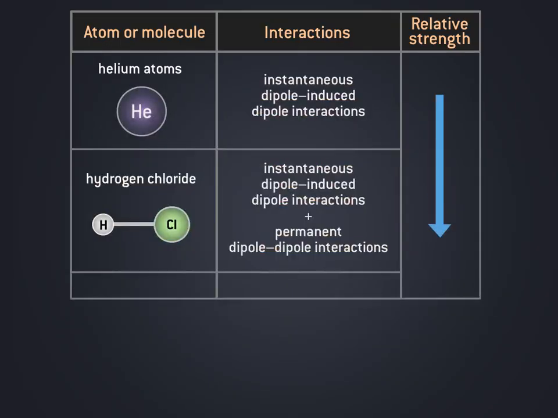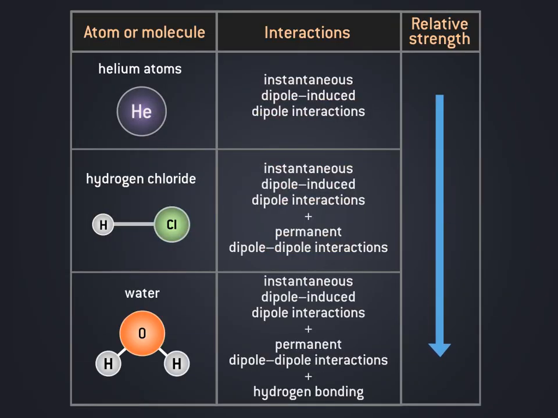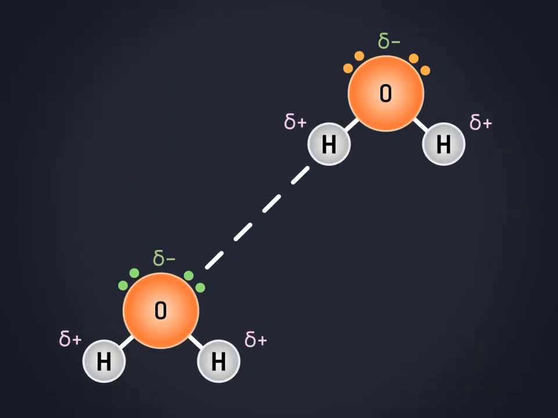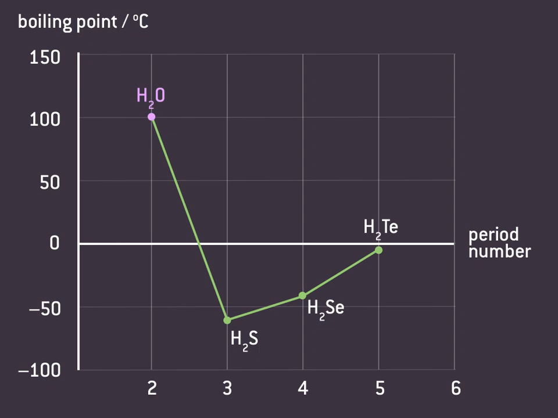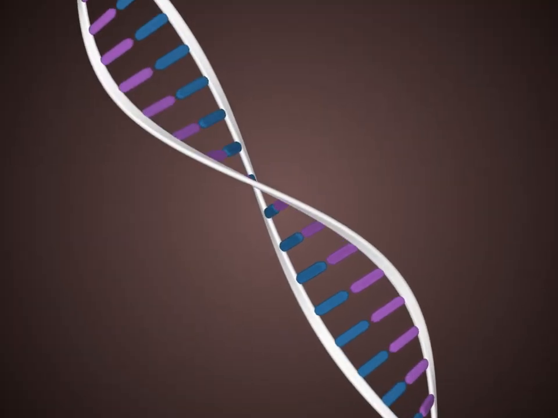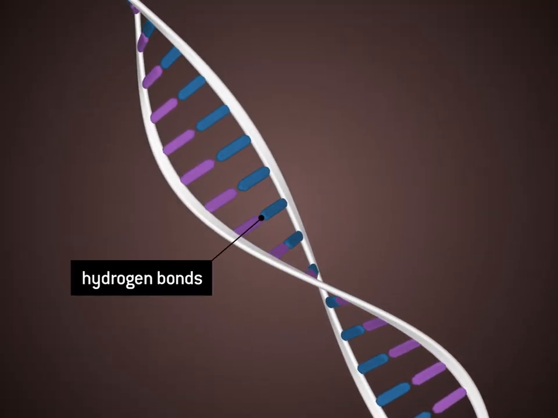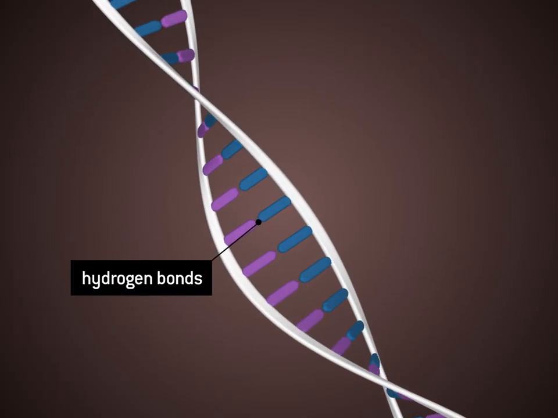There are intermolecular forces between all atoms and molecules, but hydrogen bonding is the strongest. Hydrogen bonding only occurs between certain molecules such as water. It explains why water is a liquid at standard temperature and pressure, and is responsible for holding together the DNA double helix. Hydrogen bonding is vital for life.